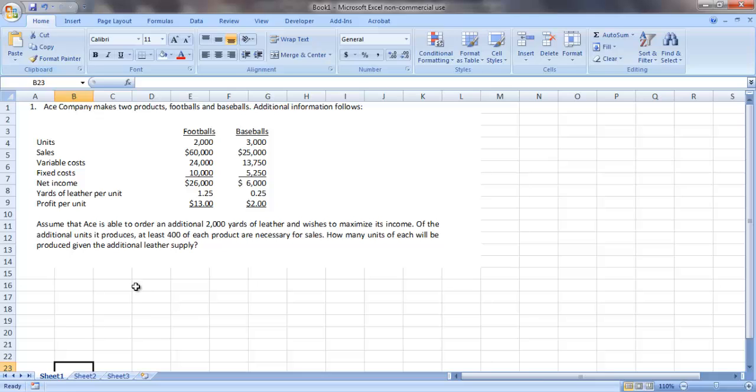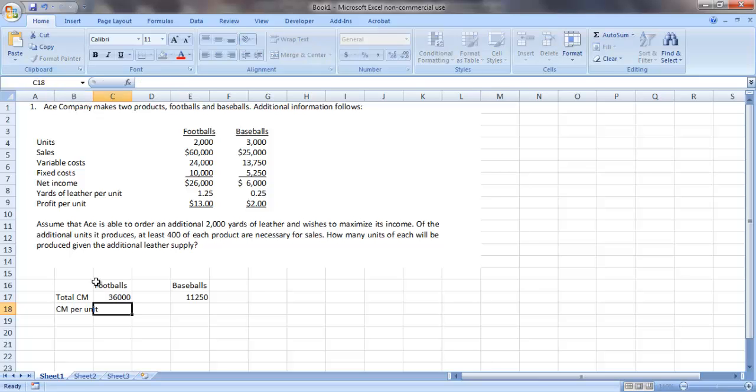Well, we want to look at the contribution margin per unit and per unit of limited resource. So if we look at the footballs, we see that the contribution margin in total is the $60,000 in sales minus that $24,000 in variable costs, or $36,000. On the other side, baseballs generate total contribution margin of $25,000 in sales minus $13,750 in variable costs, or $11,250.